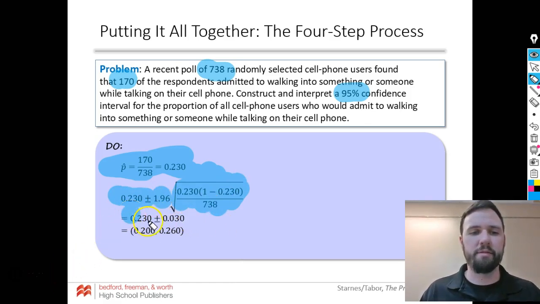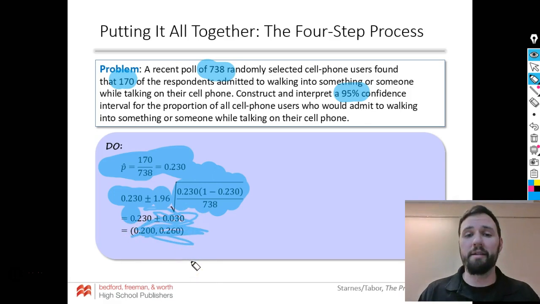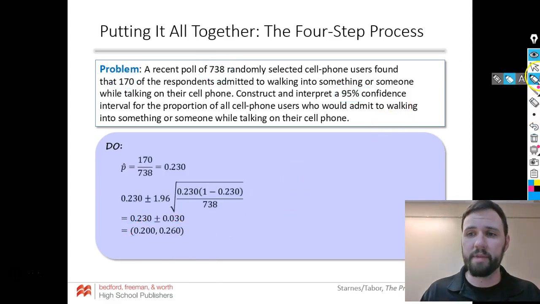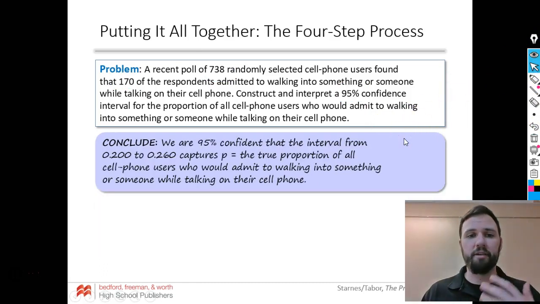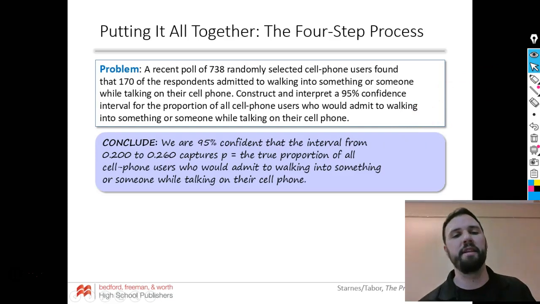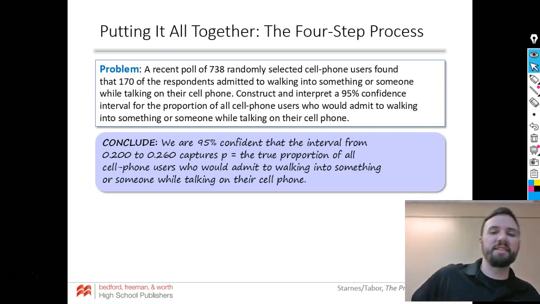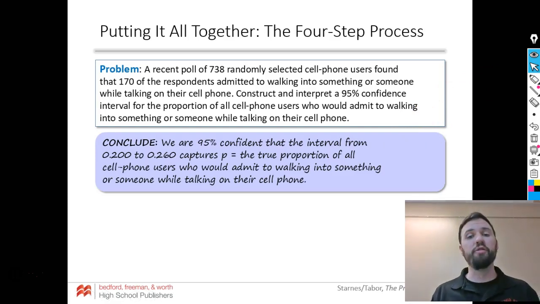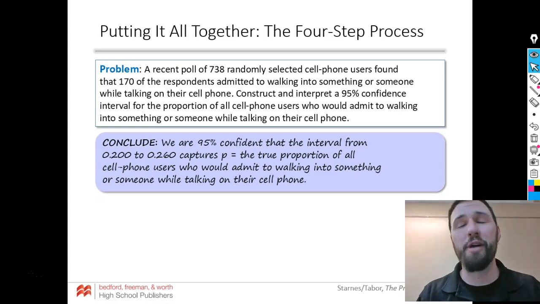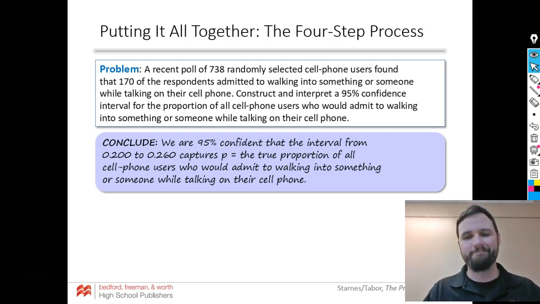So I get this. So this is my answer. That's almost full credit. Now let's get my final. So that tells me, conclude, we are 95% confident that the interval from 0.2 to 0.26 captures P, the true proportion of all cell phone users who have walked into something admittedly.